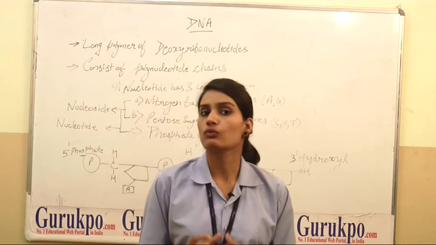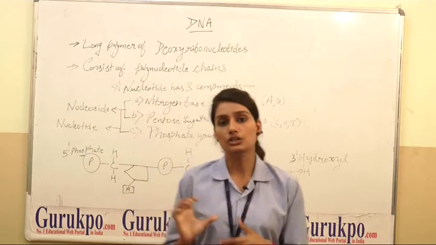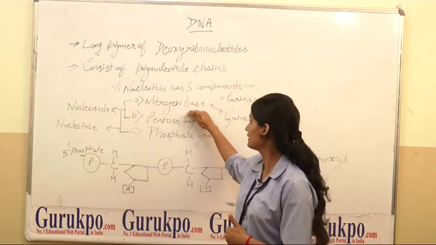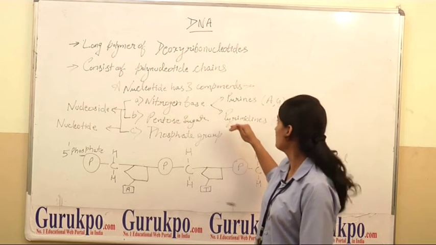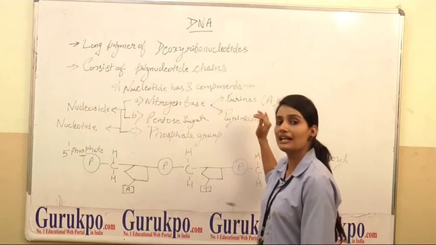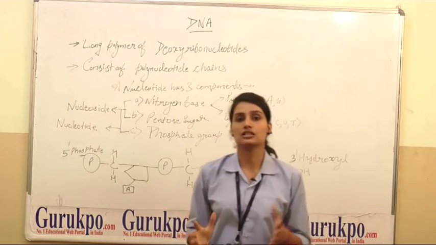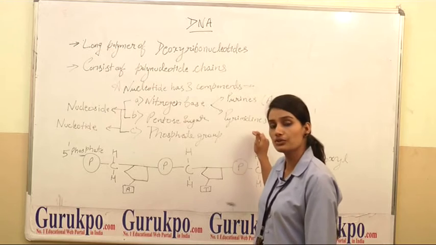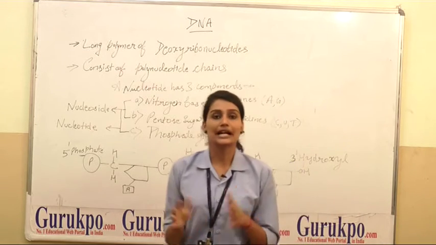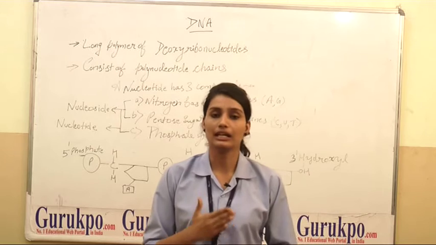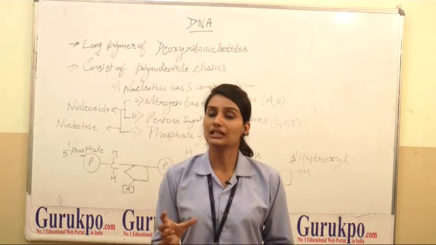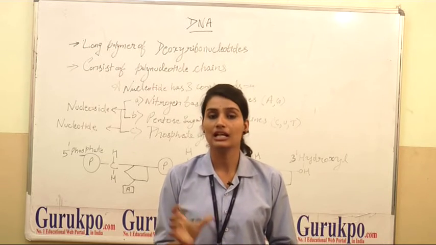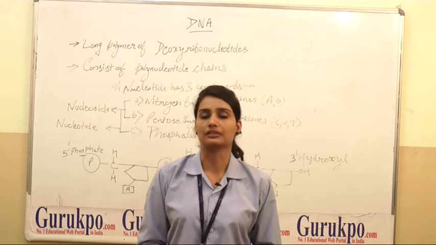Now, let's see what the components of a nucleotide are. A nucleotide has three components. First, the nitrogen base, which includes purines and pyrimidines. In purines, adenine and guanine are present in both DNA and RNA. Pyrimidines include cytosine, uracil and thymine. Cytosine is also present in both DNA and RNA, but thymine is present only in DNA and uracil is present only in RNA at the place of thymine.